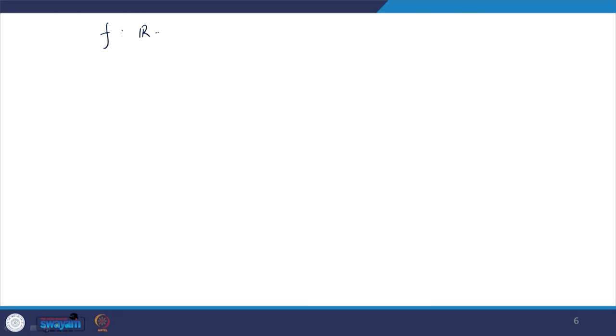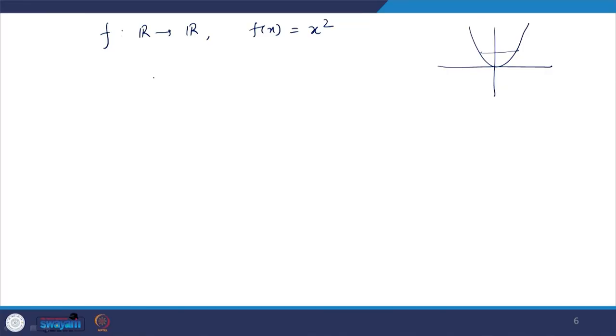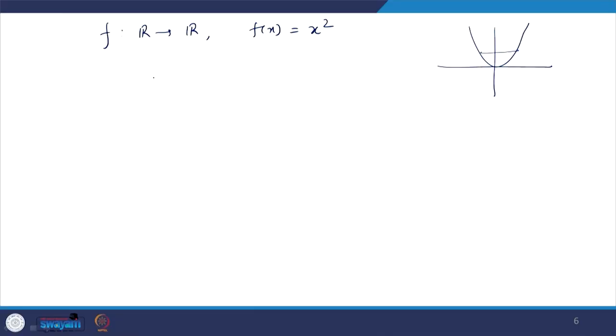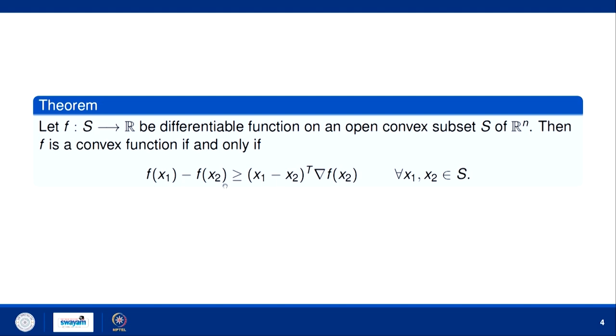Suppose a function is given to you, say a function from R to R defined as f(x) equal to x square. You want to show that this function is convex. Geometrically you know that it is a convex function, because if you draw any two points and join the chord, it is always above the curve. But if you want to show it mathematically, you can use this property. Let x1, x2 be any points in S, here S is R. Then by this property you have to show this inequality holds.